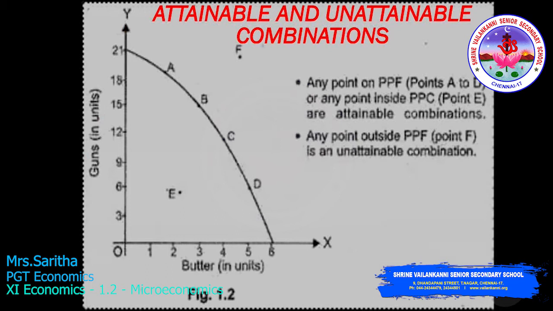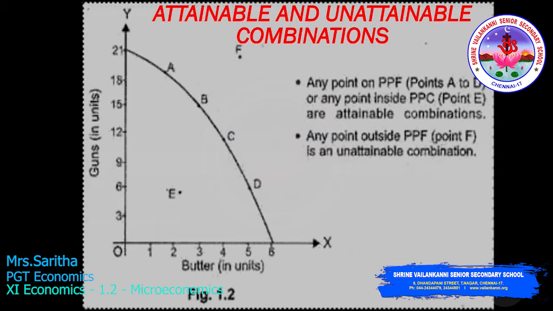The second one, inefficient utilization of resources. Production can fall short of its capabilities if there is wastage or inefficient utilization of resources. Then the economy will operate at any point inside the PPF, that is E. So, when we do not use our resources properly and there is wastage of resources, the economy will operate at a point inside the PPF, that is point E.